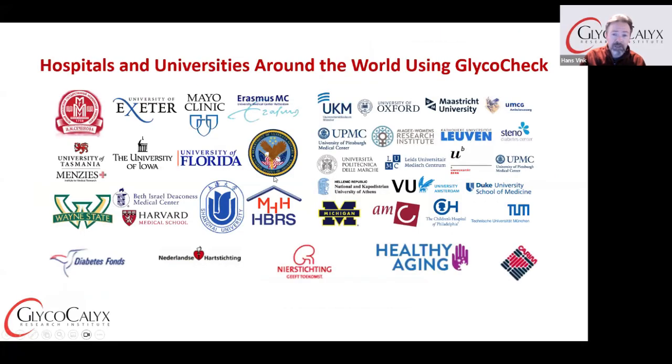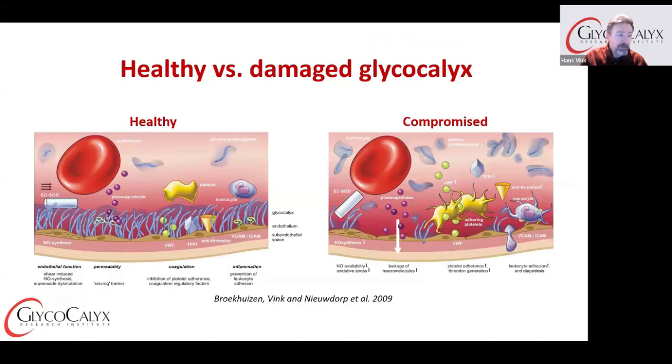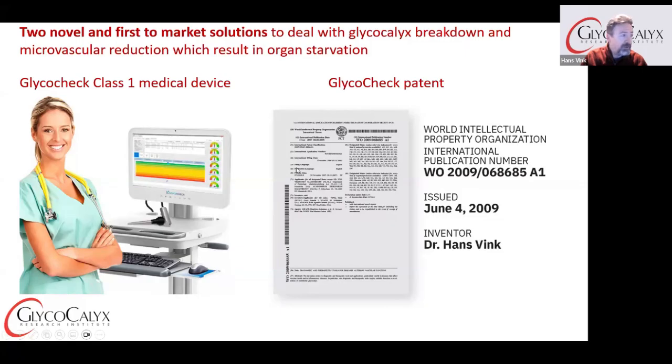We work with a lot of other academic hospitals all over the world for the past 15 years. So it's a big network of people in all kinds of clinical studies that we work together with and publish a lot of papers, because we have published over 120 or 130 papers in different clinical settings using the Glycocheck, confirming that it's an important compartment in different diseases.